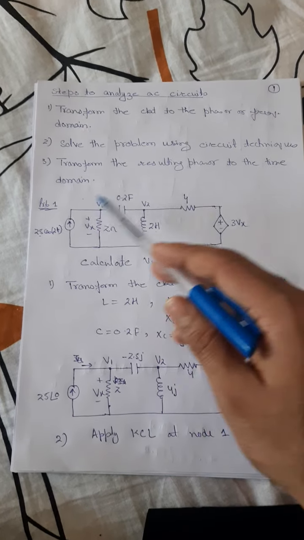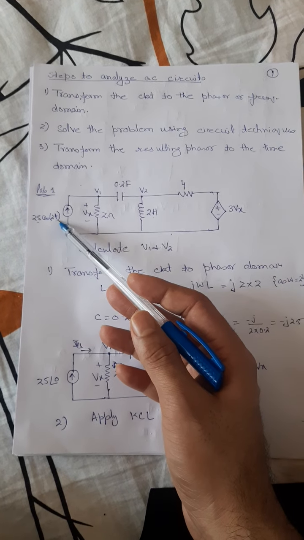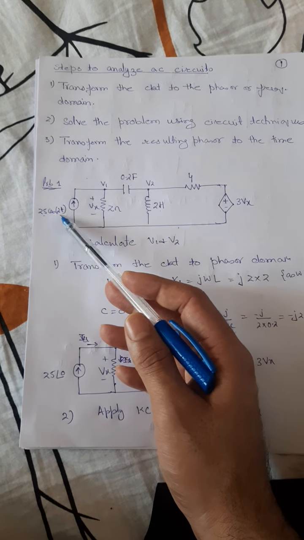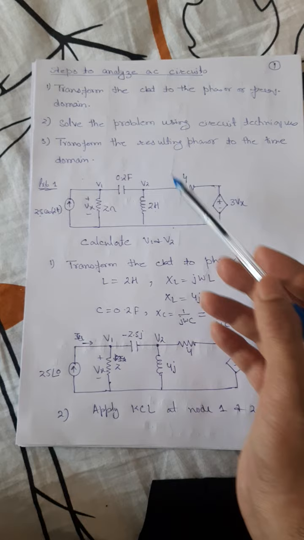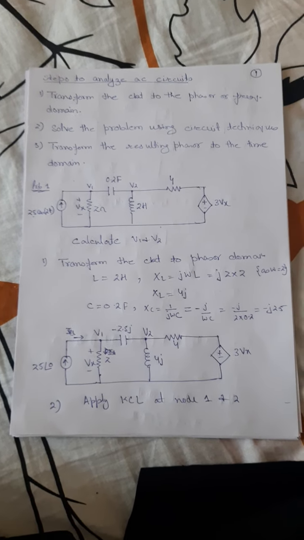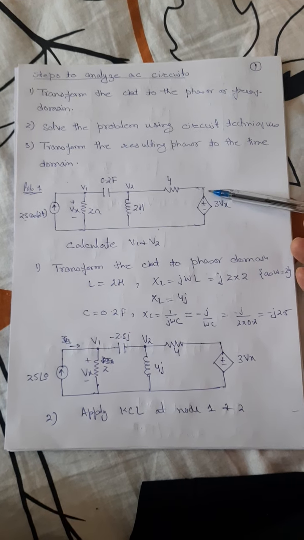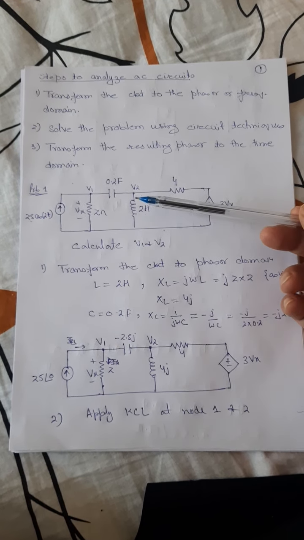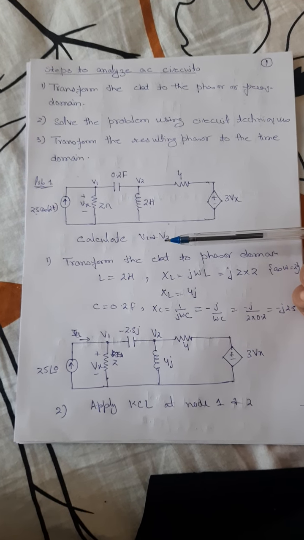So this circuit is in time domain form, because we have the phase, the cosine and the frequency component here, where the capacitor is in farad and the inductance is in Henry. So what was the first step? The first step was to transform this circuit from time domain to frequency or phasor domain.